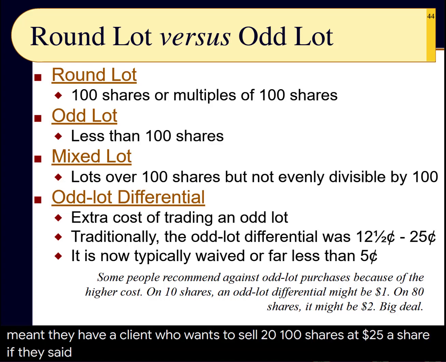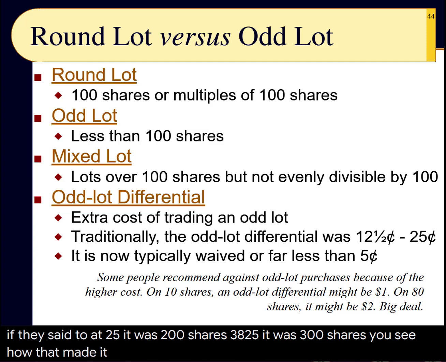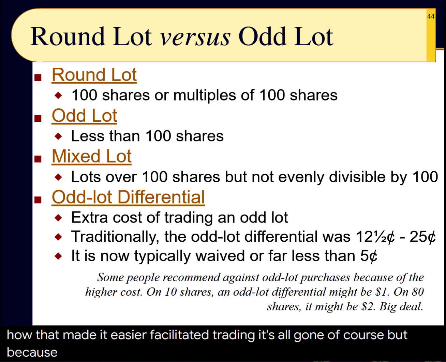If they said 2 at 25, it was 200 shares. 3 at 25, it was 300 shares. You see how that made it easier, facilitated trading? It's all gone, of course, but because you don't have to say 100 shares at 25, you just say 25.